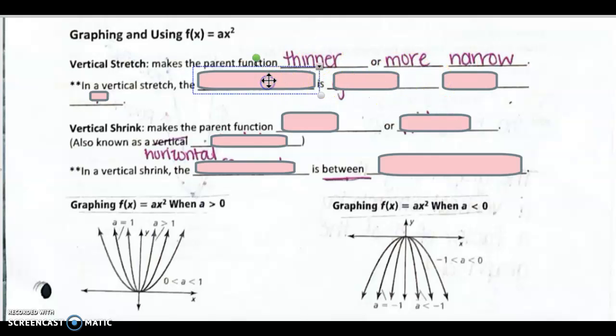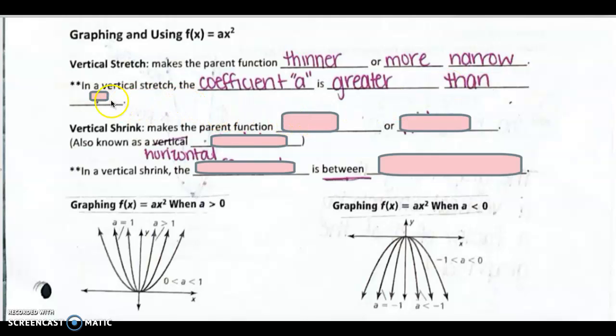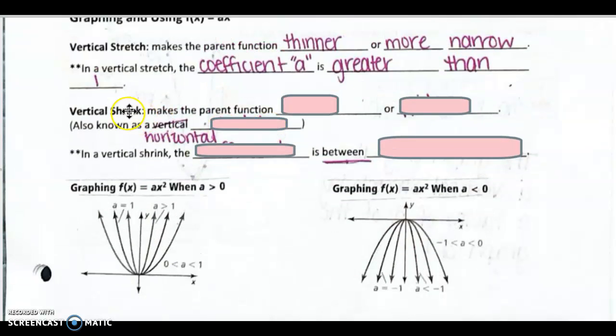In a vertical stretch, the coefficient, which is the a, is greater than 1. So it's either going to be like 1/2, 2, 7, anything like that. A vertical shrink, so we have stretches and shrinks. The vertical shrink makes the parent function fatter or wider, however you want to say that. It's also known as a horizontal stretch, but we don't need to memorize that. We just need to memorize vertical stretch and vertical shrink.